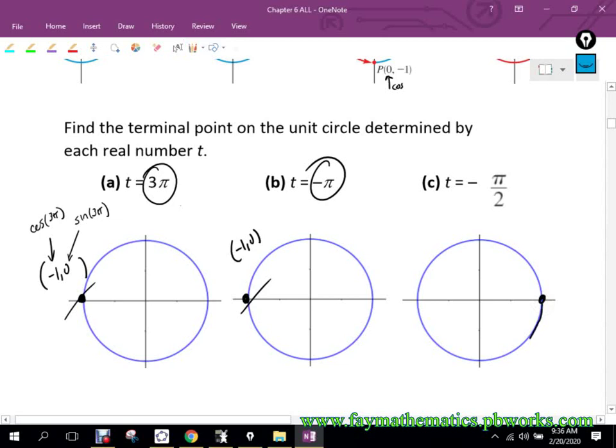I'm going to travel this direction. I'm going to stop right there. And what's the ordered pair with that? 0 and negative 1. So, cosine of negative pi over 2? 0. Sine of negative pi over 2? Negative 1. Is that okay? Yep. All right. So let's elaborate on this a little bit.